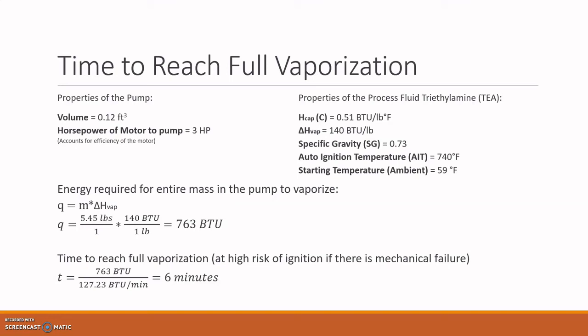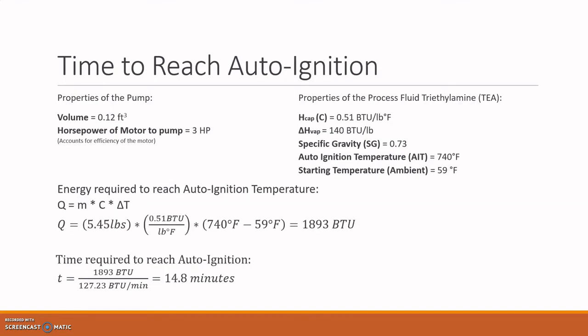You can use Q equals M times the heat of vaporization, and that's shown there. And then you can find the time to reach that by simply dividing by the energy being added from the motor based off of the horsepower to give you a time of 6 minutes. And then the next is to find when you reach the auto ignition temperature. So again, you can use Q equals MC delta T to find the energy required to reach that point, and then find the time based on the energy being added by the pump motor.